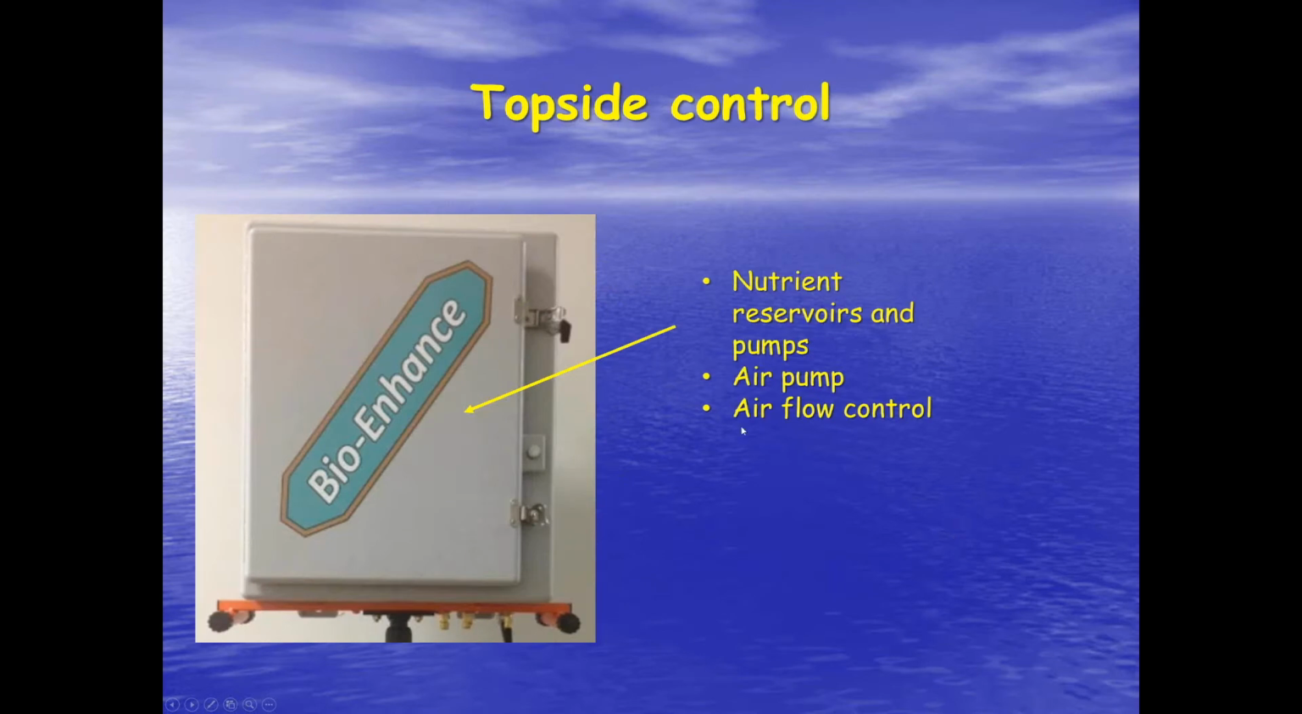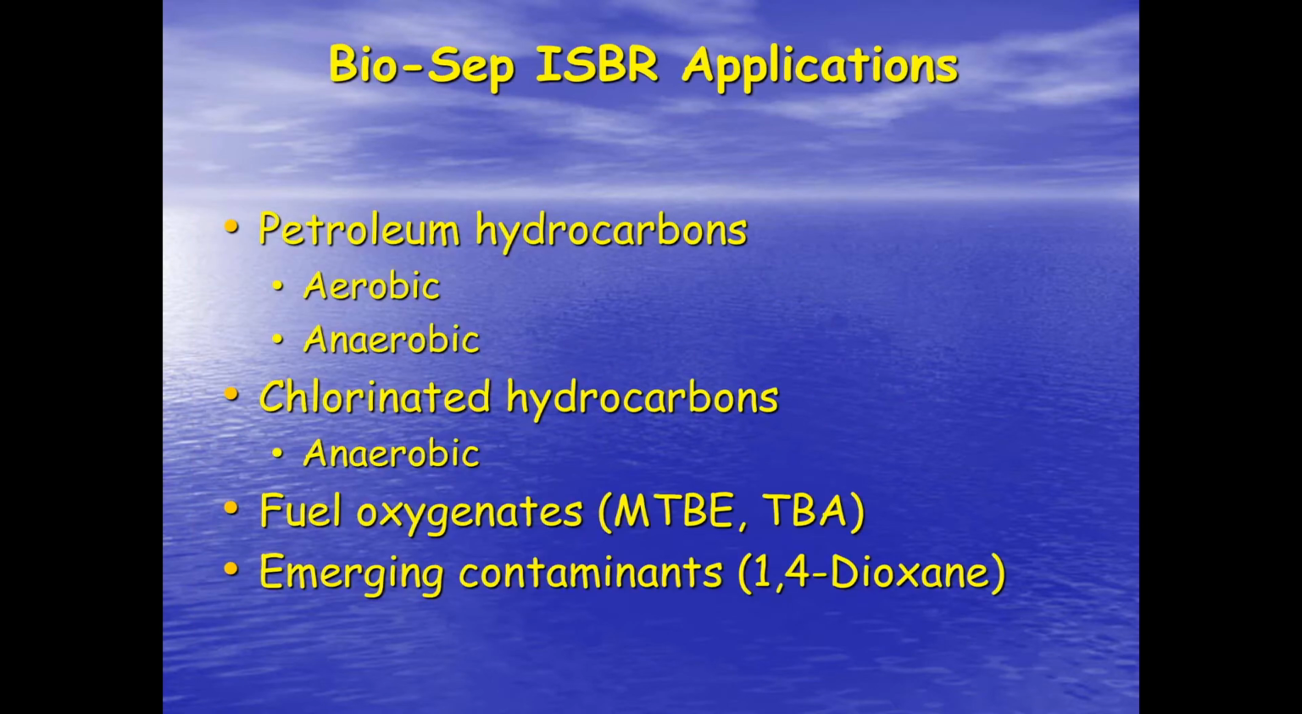Now, of course, we do need some topside control. And that's what's shown in this box right here. This box will contain nutrient reservoirs and pumps. It'll contain, for aerobic applications, an air pump and an airflow controller. And I'll show you one for anaerobic applications in a few minutes.